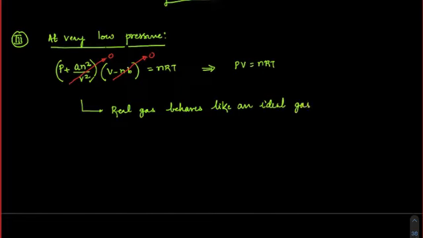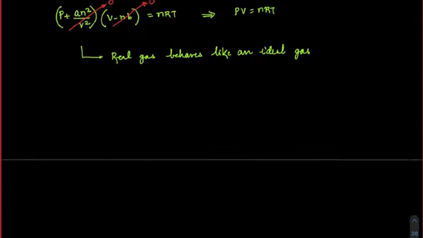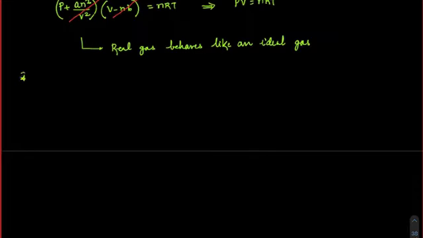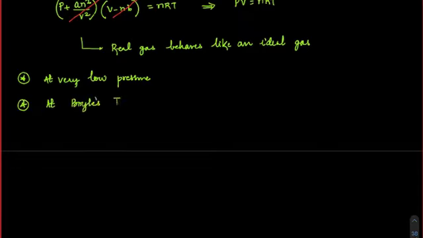So we get two conclusions from here, students. There is a certain point where real gases will start behaving like an ideal gas. We got two important points here. One, at very low pressure. Second, at Boyle's temperature. In these two cases, real gases behave like ideal gases.